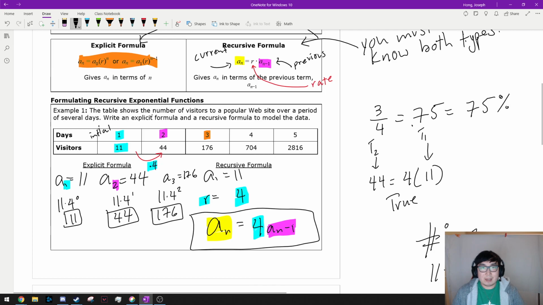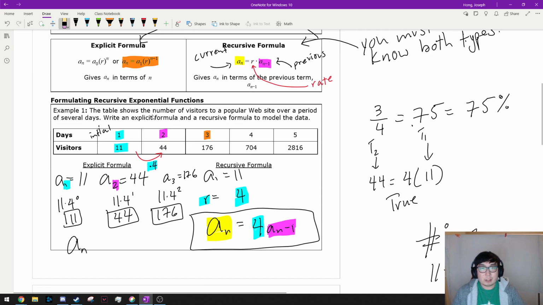When you use the explicit formula, you have to decide, do I have the initial or do I have another initial? So we're going to use this one because we know what A1 is. We don't know what A0 is. Because we have day 1. We don't know how much day 0 is. We have day 1. So we're going to use A_n.